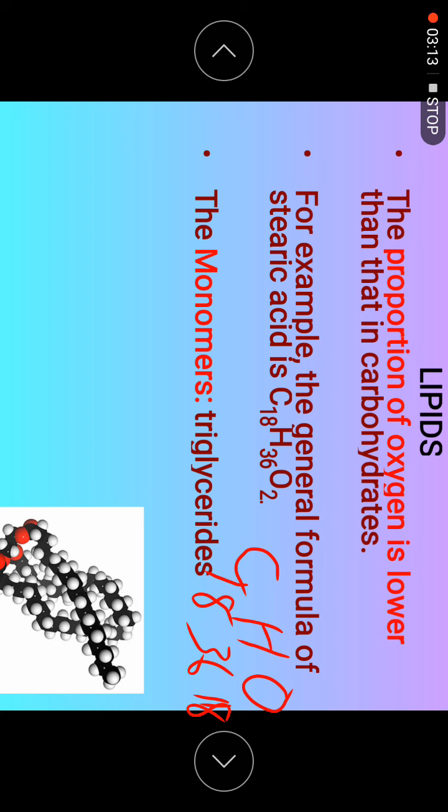Next, we will see that the monomer for lipids is called the triglyceride. For those who have already read, triglyceride is actually tri meaning 3, so 3 fatty acids and 1 glycerol. Three fatty acids combined with 1 glycerol. So this is the monomer for lipids.